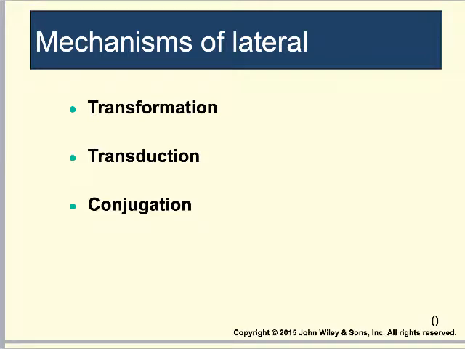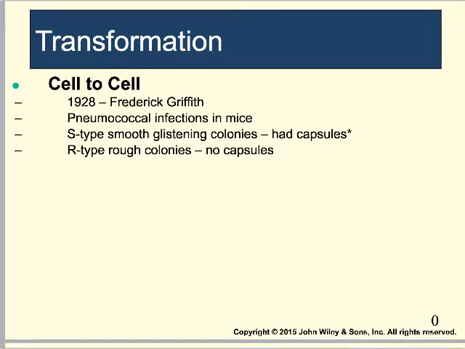So we're going to talk about how we have horizontal or lateral transfer of DNA. Transformation is the first one. It's from cell to cell. It was discovered in 1928 by Frederick Griffith. And the next slide explains how he figured it out.